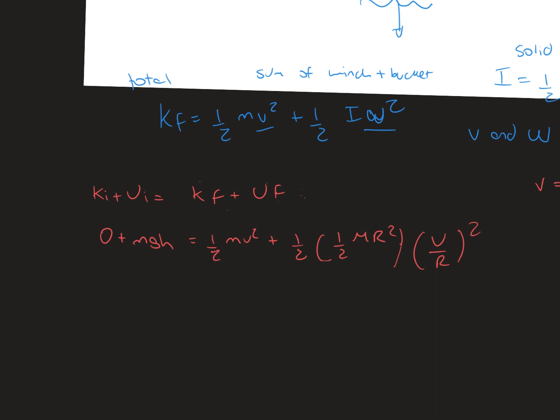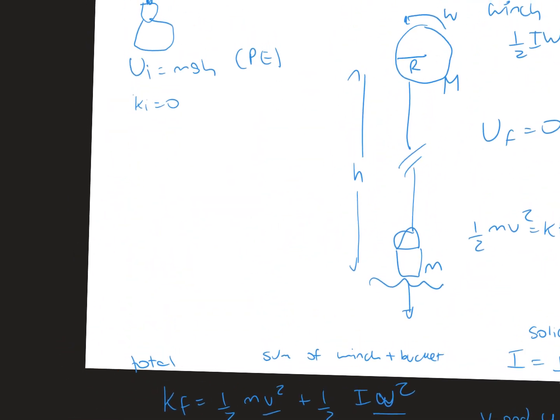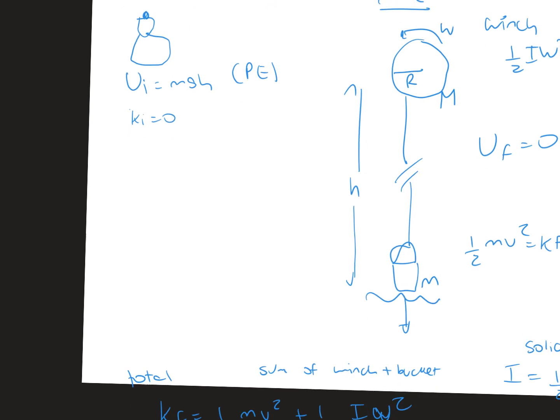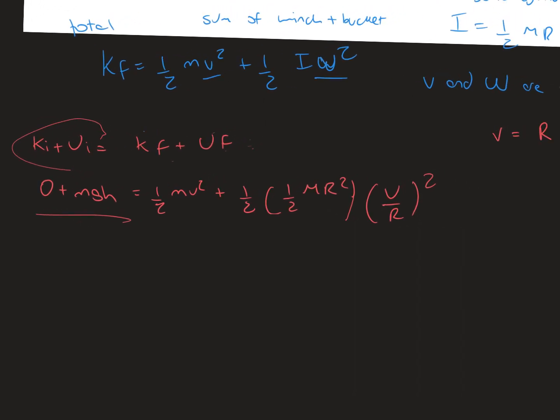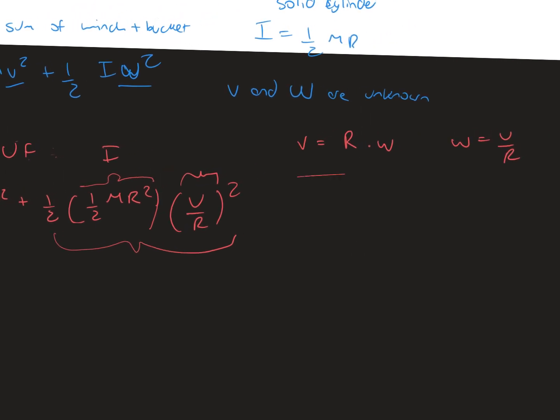So as we continue solving, on the left side we have the initial kinetic energy plus the initial potential energy being equal to the final kinetic energy plus the final potential energy. As we said first, the initial potential energy is going to be mgh and the initial kinetic energy is going to be 0. Then the final kinetic energy is going to be 1/2 mv squared plus this whole thing written right here. This part represents the I, the moment of inertia, and this is what we just did up here, with v over r squared representing the omega squared.